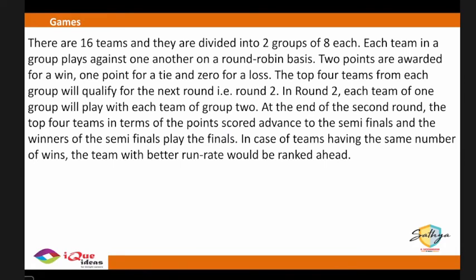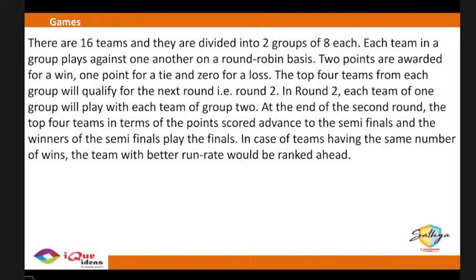Okay. Now the second type of thing. Let us say there are 16 teams divided into 2 groups of 8 each, and each team in the group plays against one another on a round robin basis. Now 2 points are awarded for a win, 1 point for a tie, and 0 for a loss. The top 4 teams from each group will qualify for the next round, that is round 2. In round 2, each team of one group will play with each team of group 2. And at the end of the second round, the top 4 teams in terms of points scored advance to the semi-finals. And the winners of the semi-final play the finals. In case of teams having the same number of wins, the team with a better run rate would be ranked ahead.